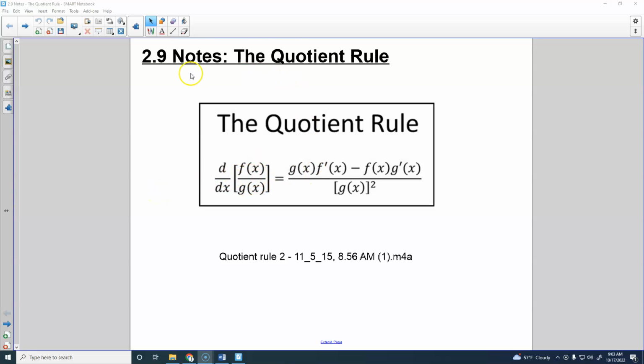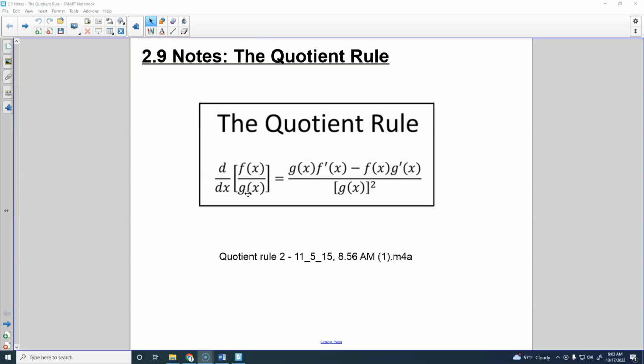So, the quotient rule is going to need to be used anytime you're trying to take the derivative of a fraction that has x's in the top and bottom. There are some similarities between the quotient rule and the product rule, but there are also some differences, and the quotient rule is a little bit more extensive. For the quotient rule, f is your top function, g is your bottom function.